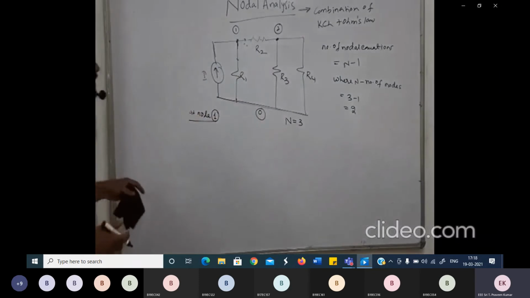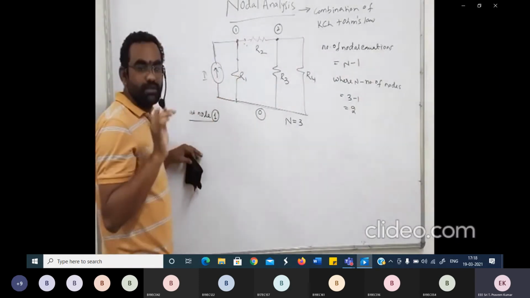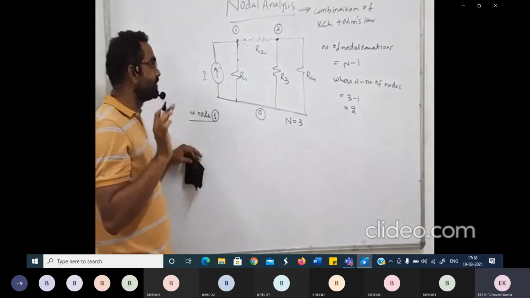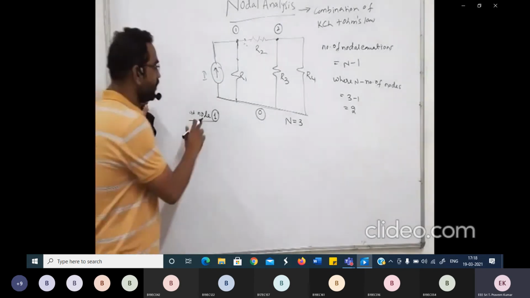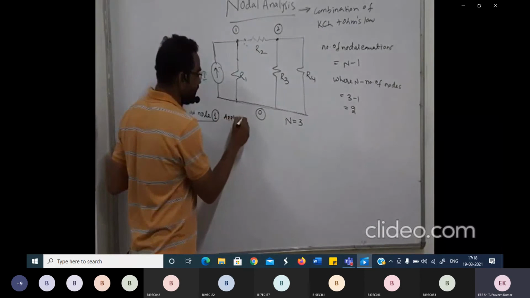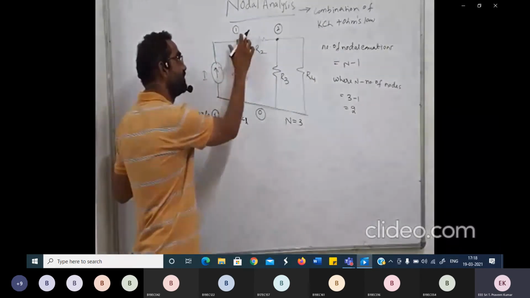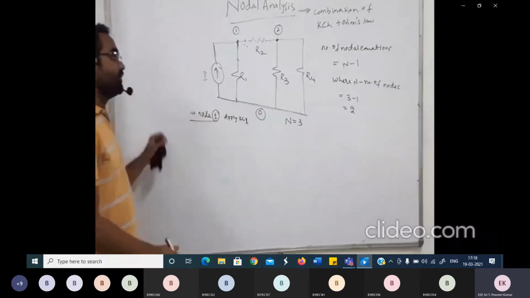Now what your KCL says is that the algebraic sum of currents at a node or a junction is equal to 0. Now let us see here. At node 1, what we do is apply KCL. I already told you, the algebraic sum of currents at a node or a junction is equal to 0.